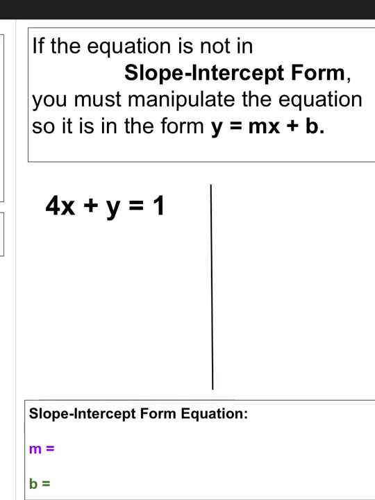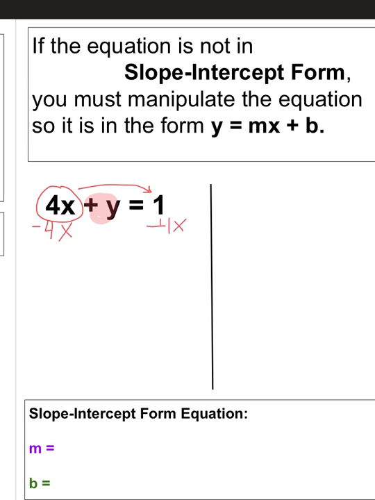Now, there are going to be times where your equation is not in slope-intercept form, so you must manipulate the equation so it is in the form y equals mx plus b. So let's see how we're going to do that. The first thing we want to do is make sure we have the y by itself. So when we look at the equation, we're going to have to move the term 4x to the opposite side of the equation. In order to move it to the other side, we have to cancel it off of the left side by doing the opposite. So the opposite of positive 4x is subtracting 4x. So we're going to subtract 4x on both sides.